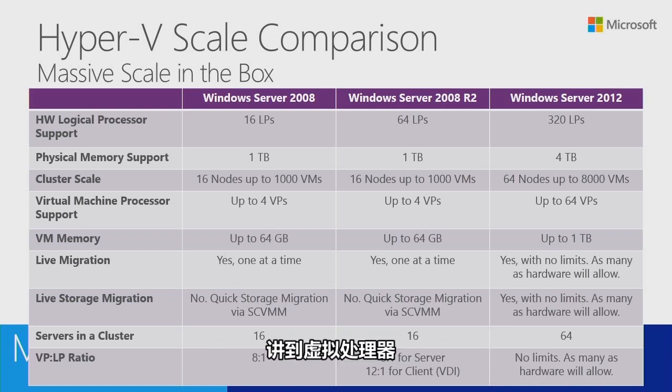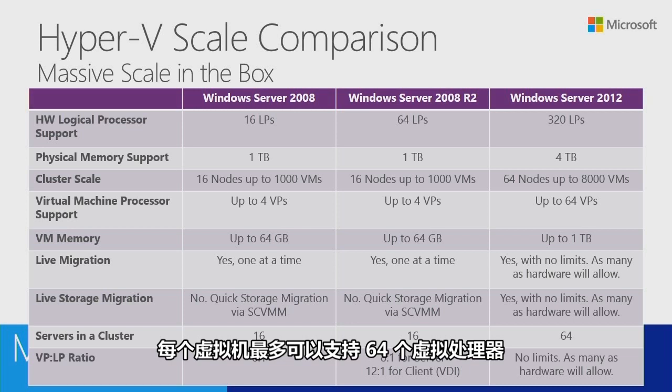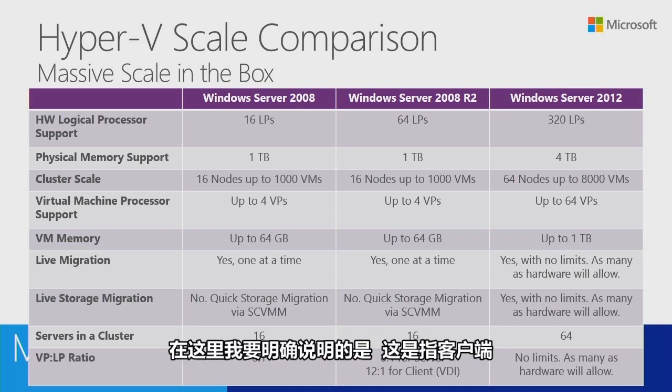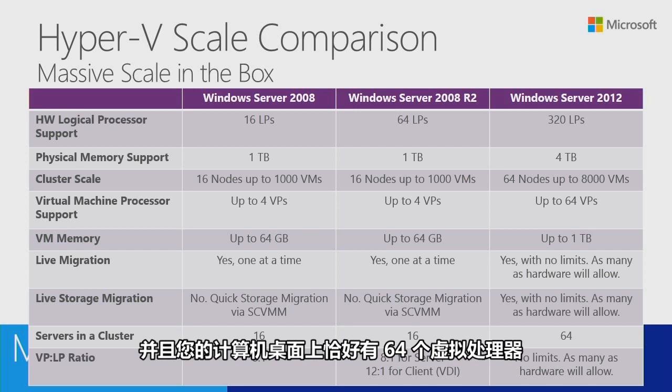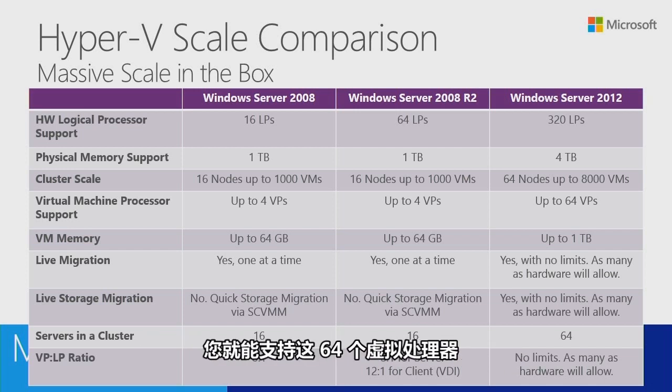When it comes to virtual processors, we support up to 64 virtual processors per VM. And I want to be very clear about something here. That's in the client. So if you're running Windows 8 and client Hyper-V, you can get 64 virtual processors if you happen to have a machine with 64 virtual processors on your desktop.